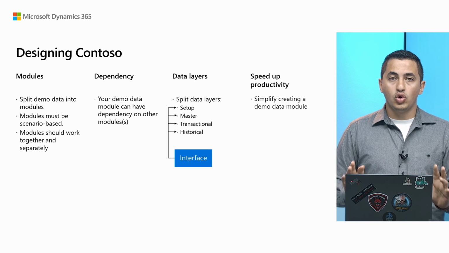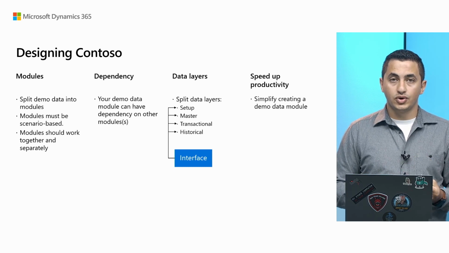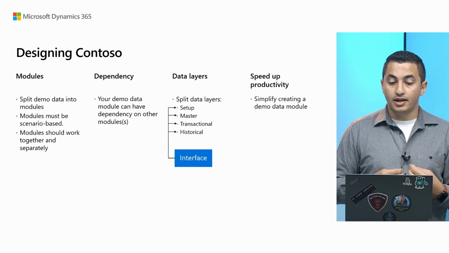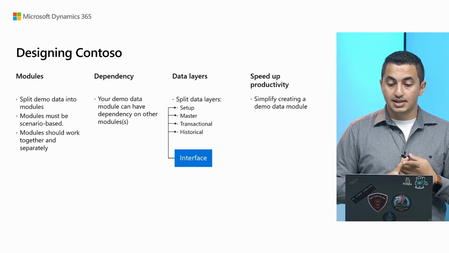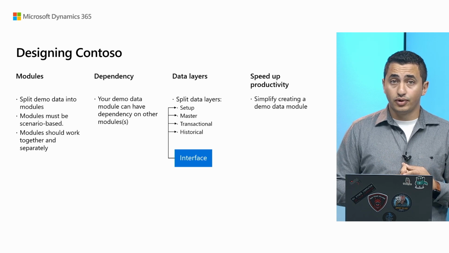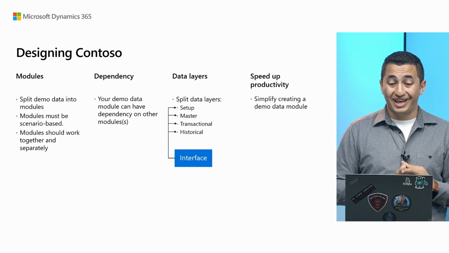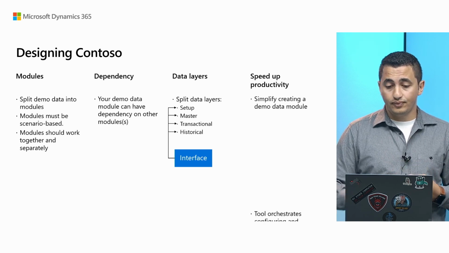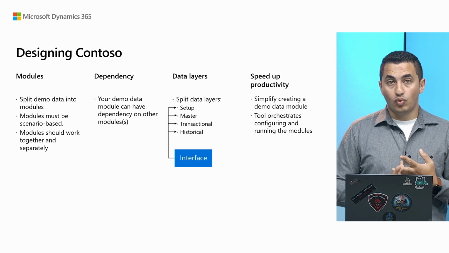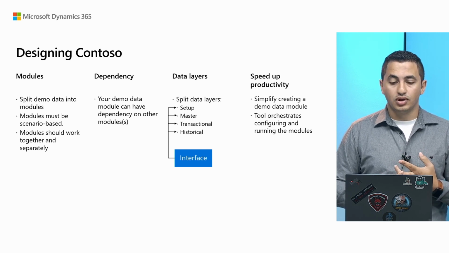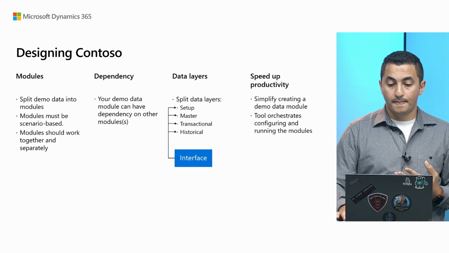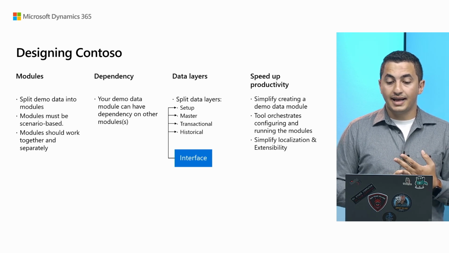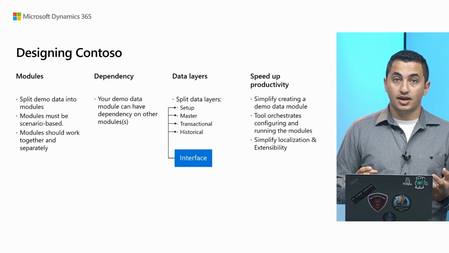Finally, the whole initiative of working on Contoso demo data is basically to speed up productivity. So we had in mind that we must simplify creating a demo data module. And again, you will see later how easy it is to build your own module. We wanted to build a tool. We did build a tool that will be released in this wave to orchestrate configuring and running different demo data modules. Finally, we had in mind to simplify localization and extensibility.